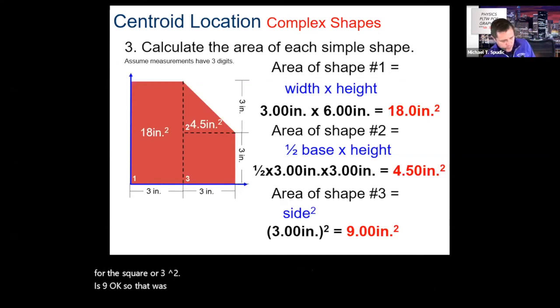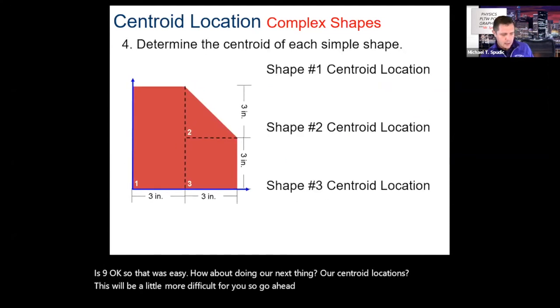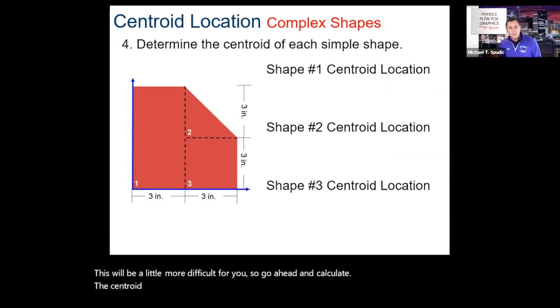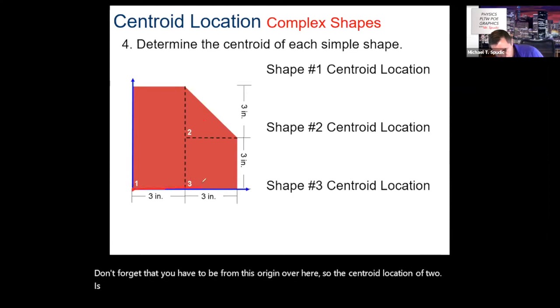How about doing our next thing, our centroid locations? This will be a little more difficult for you. So go ahead and calculate the centroid locations for all 3 shapes. Don't forget that you have to measure from this origin over here. So the centroid location of 2 is this whole length for X and this whole length for Y.